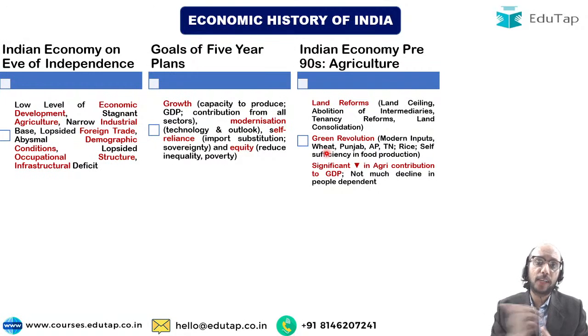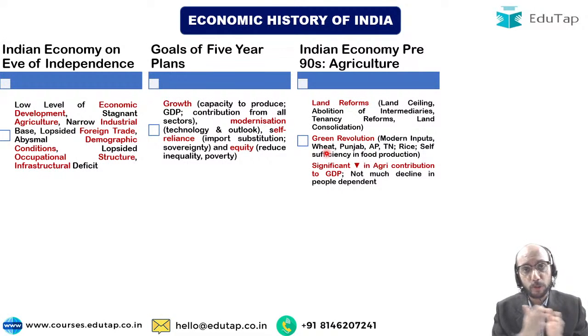Why? Because our agriculture was dependent on monsoons. If suddenly we have surplus production, if suddenly our granaries are overflowing, if suddenly famine is not a problem, if suddenly we know that we can take care of ourselves, that is a huge deal. That is a huge jump ahead so far as India is concerned.